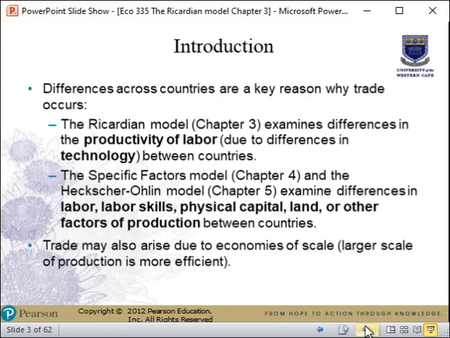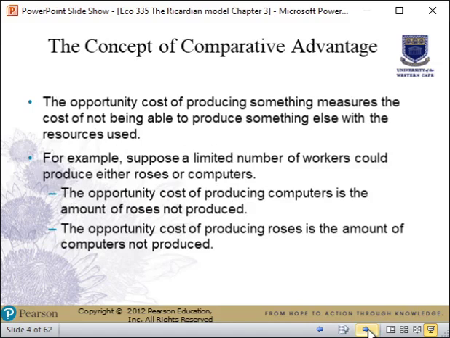In this chapter, we will focus on the Ricardian model, or the theory of comparative advantage, which is based on differences in the productivity of labor as a result of differences in technology between the two nations. Then thereafter, in chapters 4 and 5, we will explore more explanatory variables that play a crucial role in international trade. These include physical capital, labor skills, and other factors of production.